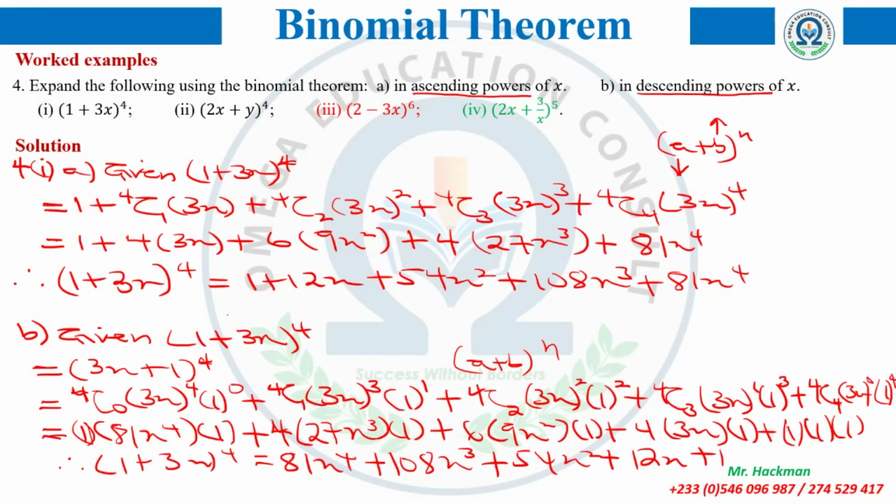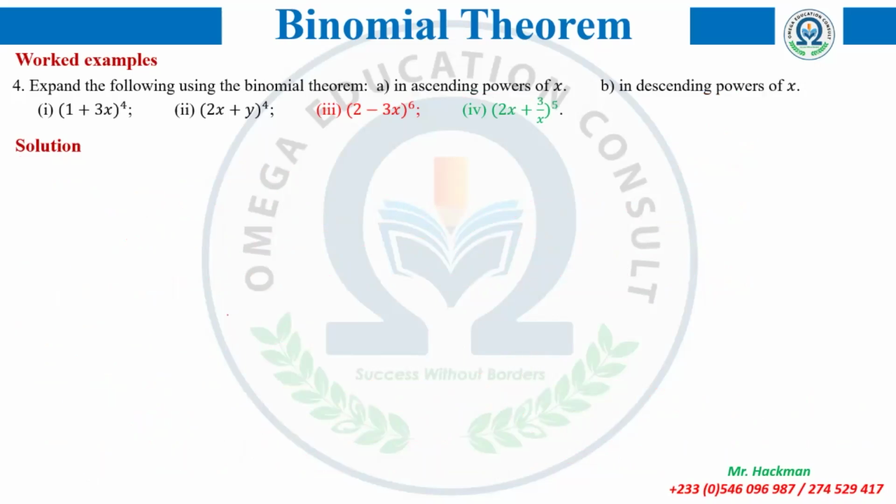So if I can move on, let me move on to my next slide. All right, so now we are going to look at II, for A and B. So let's look at II. So question II, A. What are we given? We are given (2x plus y) all to the power 4. Okay, so now let's see.